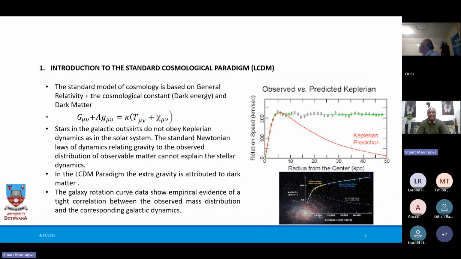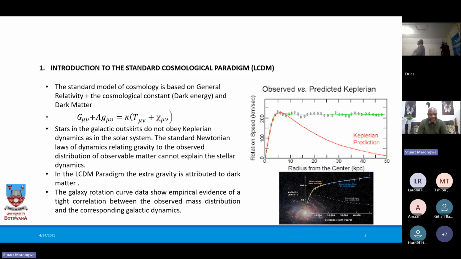The standard model of cosmology is based on general relativity, which we all know is Einstein's theory of gravity, and a cosmological constant, or what most of us know as dark energy, and it includes another substance called dark matter. If you look at this equation, G mu nu plus lambda g mu nu, that's the equation that governs our current knowledge of cosmology, where that upside down V is the lambda that represents dark energy, and that big X or chi represents dark matter density, the stress momentum tensor for dark matter. T mu nu, that big T, is the stress momentum tensor for the matter that we are all familiar with, stars, light, and everything like that.